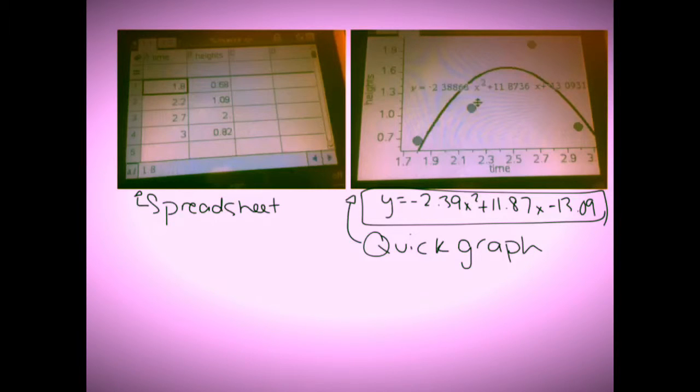Using the graph, we can put the points into a spreadsheet on our calculator, and using the spreadsheet, we can create a quick graph and find the quadratic regression. And using the quadratic regression, the calculator will give the quadratic formula of the parabola, and the quadratic formula in standard form is y equals negative 2.39x squared plus 11.87x minus 13.09.